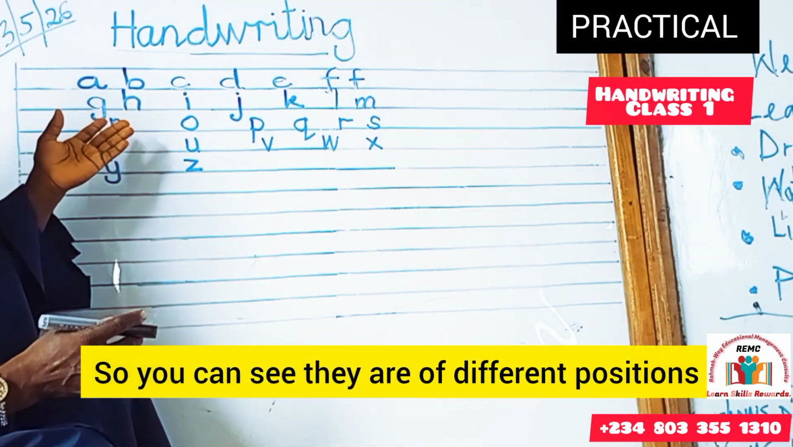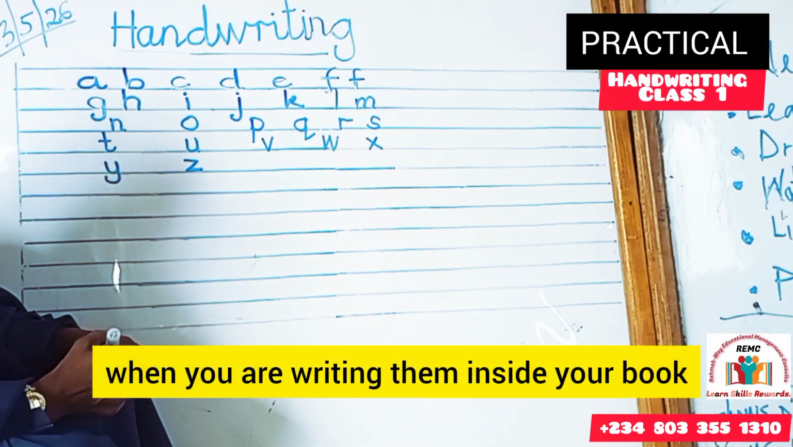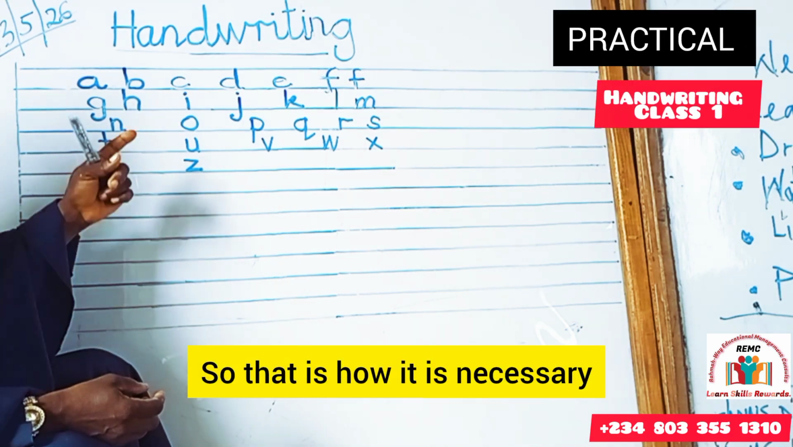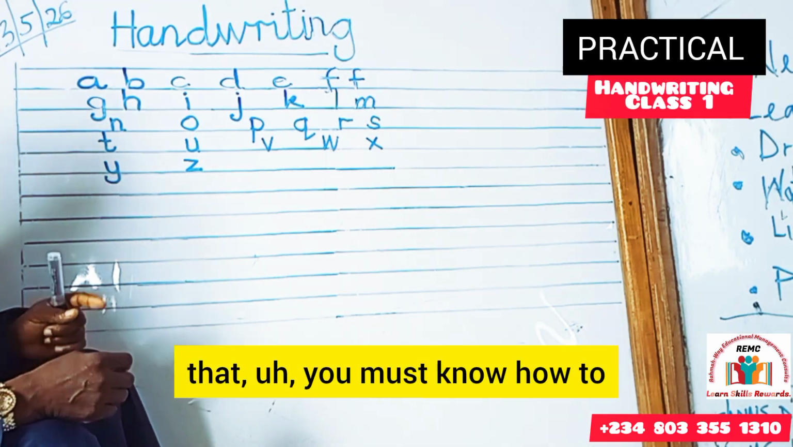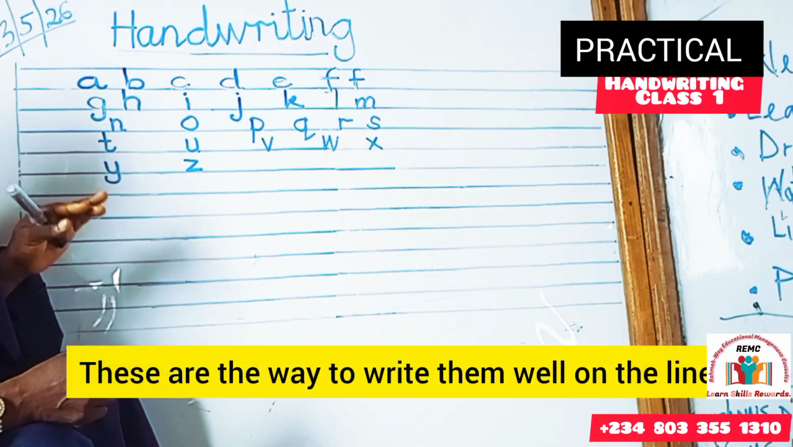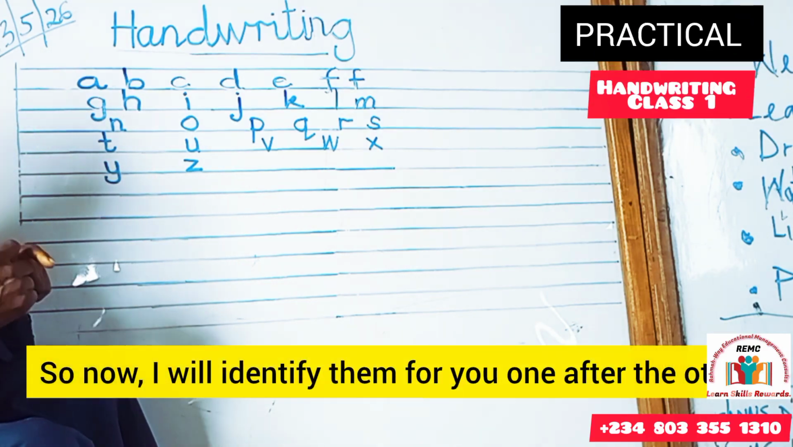So you can see they are of different positions, and these positions also matter when you are writing them inside your book or when you are using it to do exam or whatever. That's why it's necessary that you must know how to write them well on the line. So now I will identify them for you one after the other.